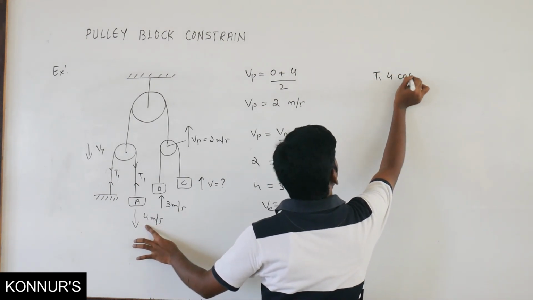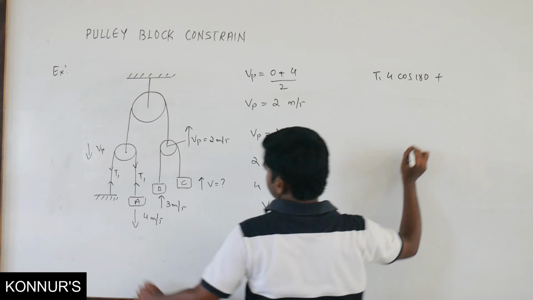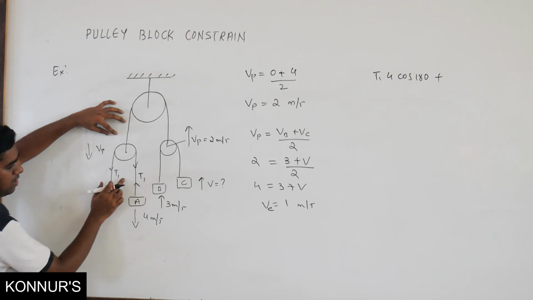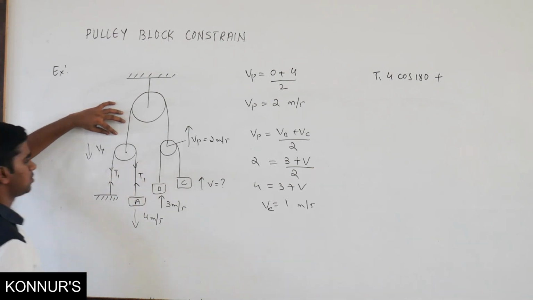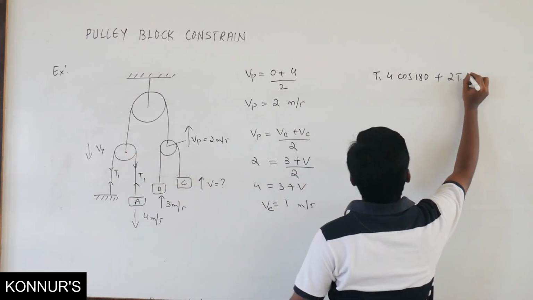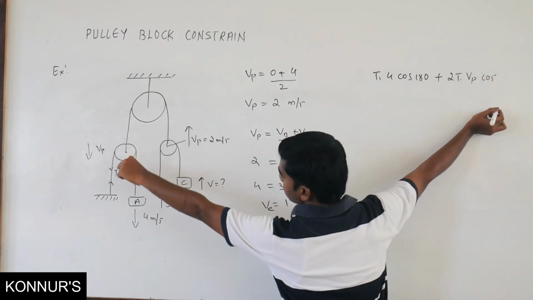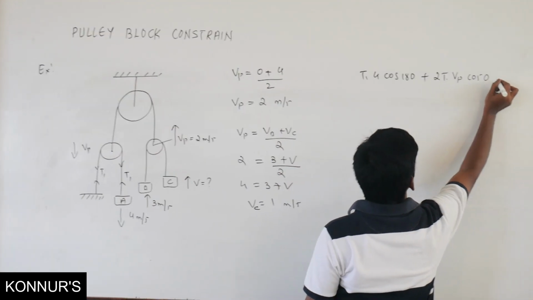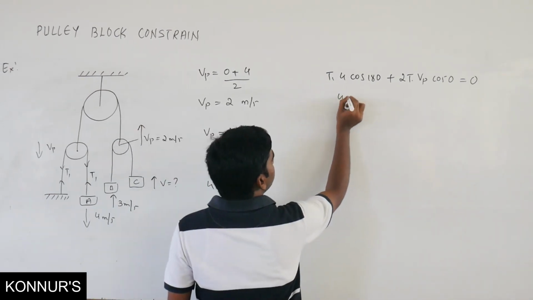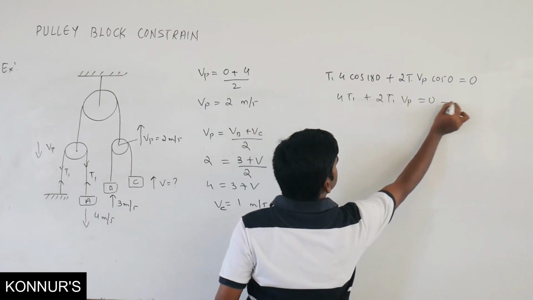T1 into 4 cos of the opposite direction, the angle is 180. At this point Vp is in the downward direction, T1 is also in the downward direction, but 2 T1 is there. So the total tension is 2 T1, velocity Vp, cos 0, since both are in the downward direction. So the angle is 0, and that equals 0. We got one equation: 4T1 plus 2T1 Vp equals 0.